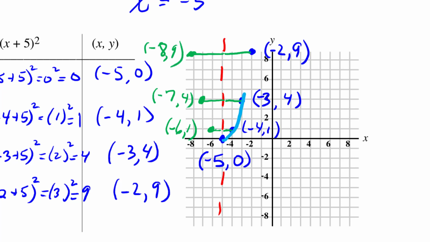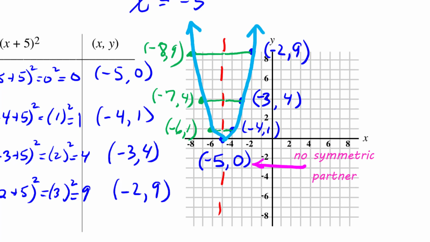And now we have enough information for us to draw the graph. It's not beautiful, but you know how it is. Again, notice that this is the only point, the vertex, that has no symmetric partner.